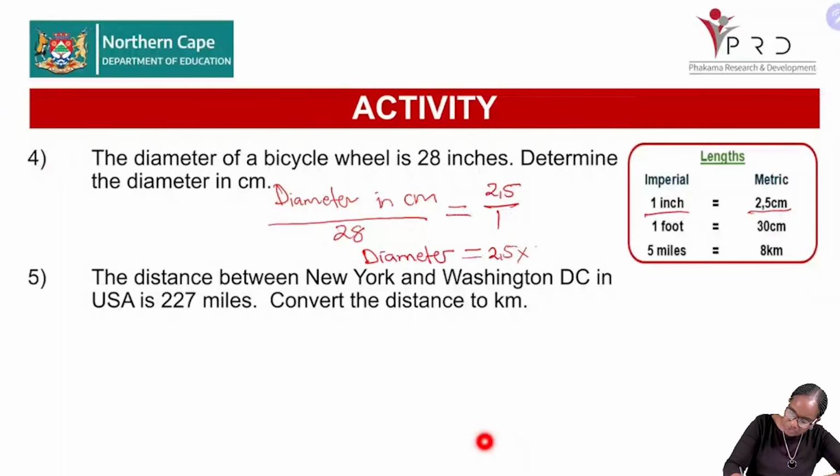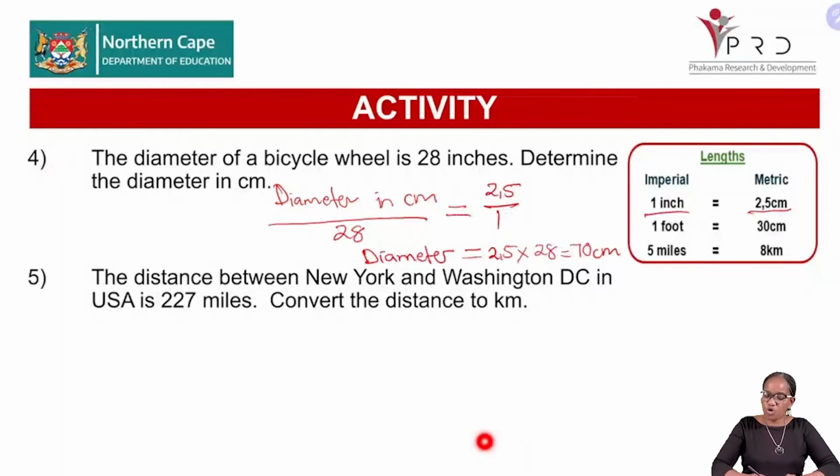2,5 times 28 is 70 centimeters. So this is the diameter of your bicycle wheel in centimeters, converted from inches. Now, we move from miles to kilometers.